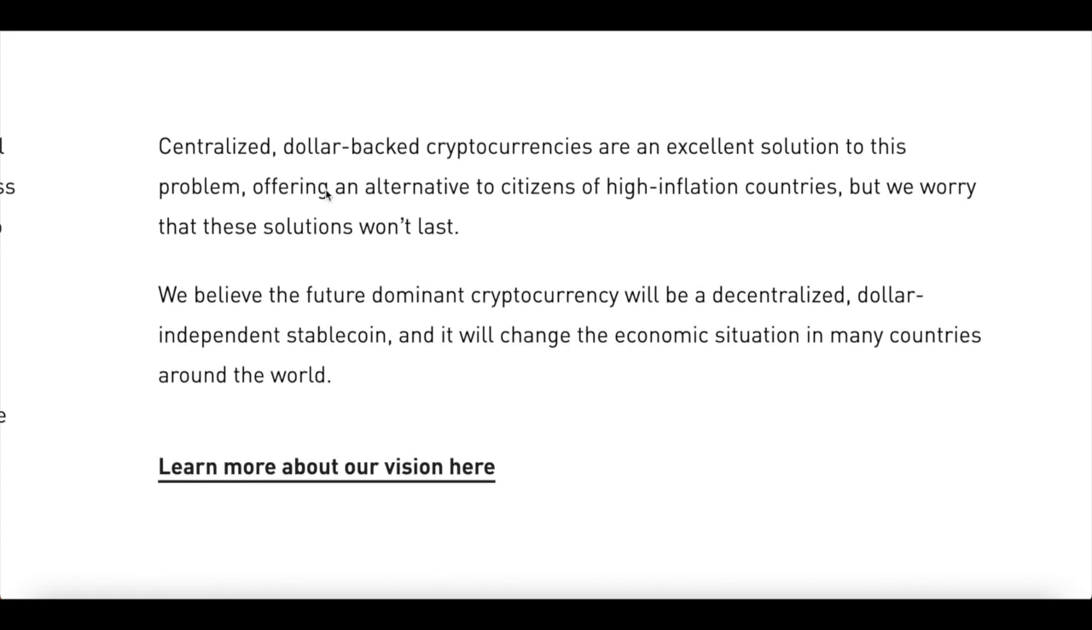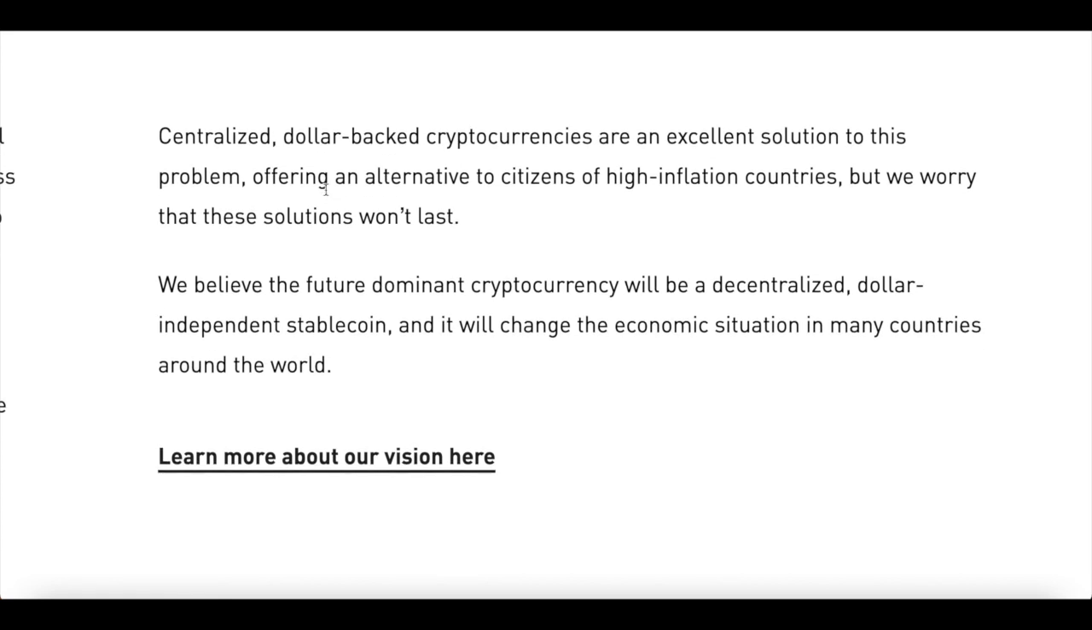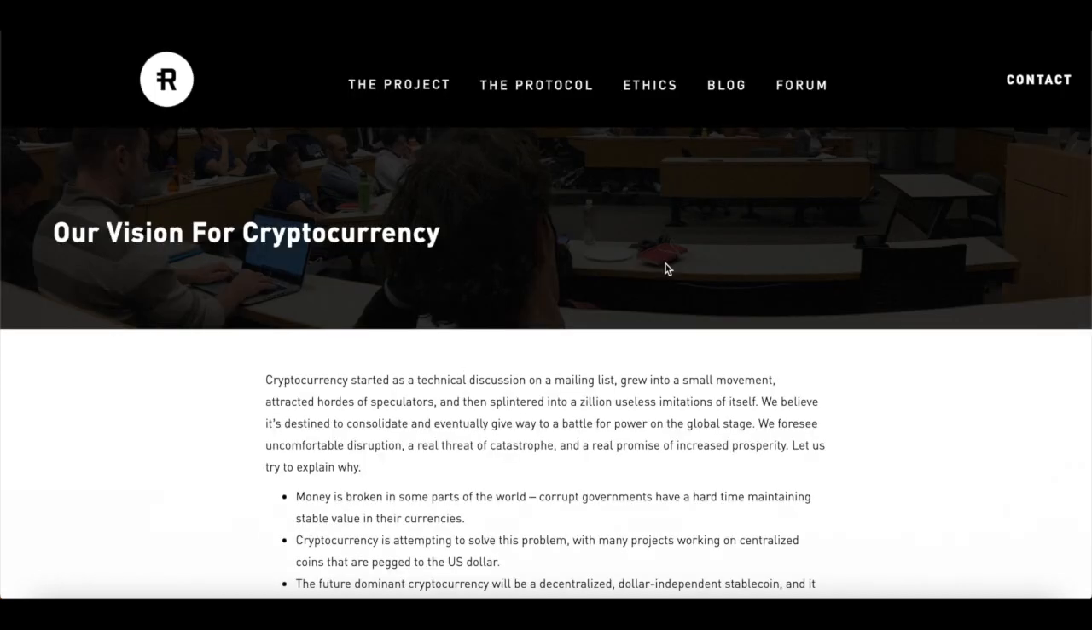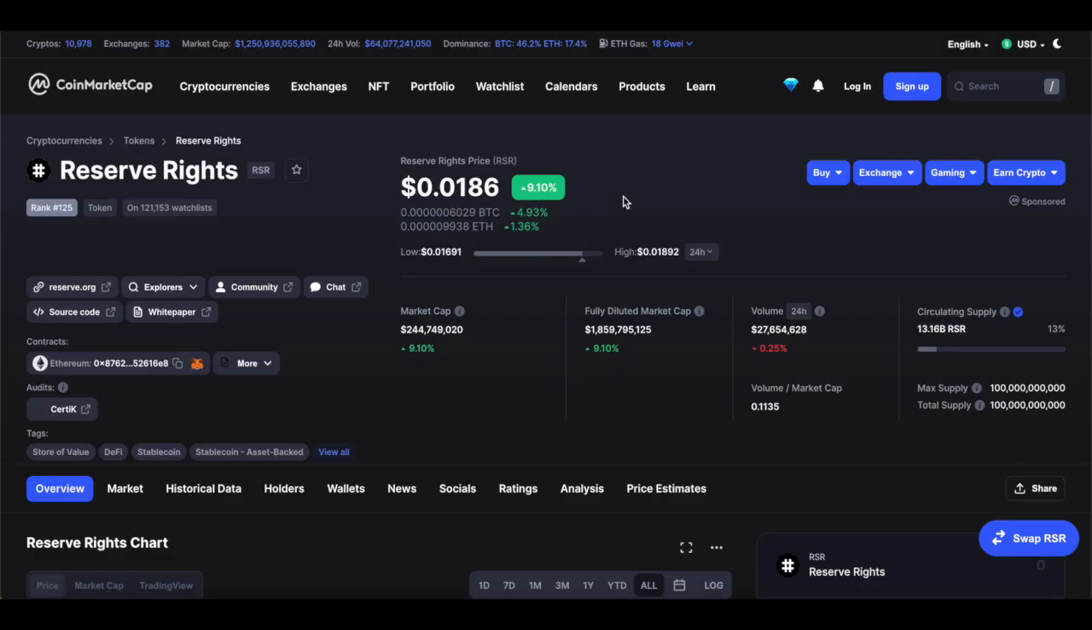Centralized dollar-backed cryptocurrencies are an excellent solution to this problem, offering an alternative to citizens of high inflation countries, but we worry that these solutions won't last. We believe in the future, dominant cryptocurrency will be decentralized, dollar-independent stablecoin, and it will change the economic situation in many countries around the world. And that's true in many ways. The way our stablecoins work, the way our cryptocurrencies work, is going to change the world in a lot of ways.